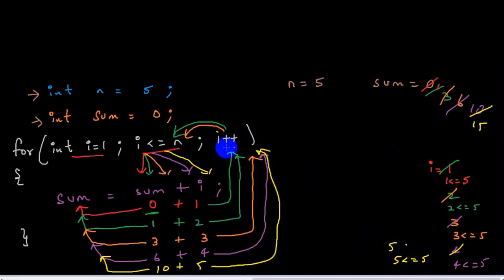Again, the loop will go back. i plus plus. What will be my value? I value will become 6. Is 6 lesser than or equal to 5? No, stop it. And what is the sum now? Sum is 15. Got it?